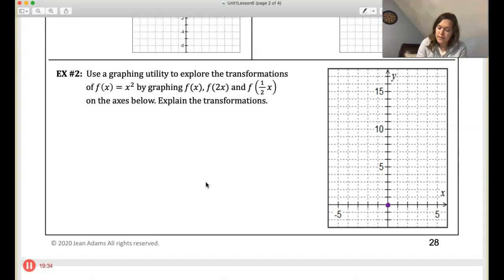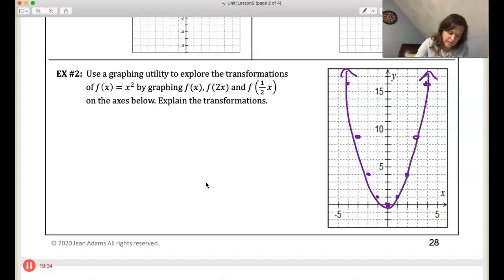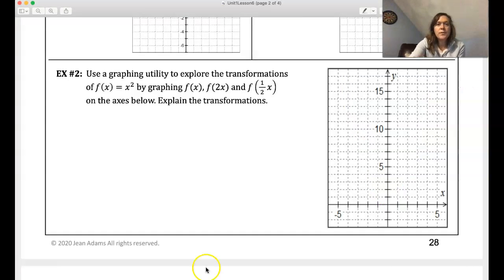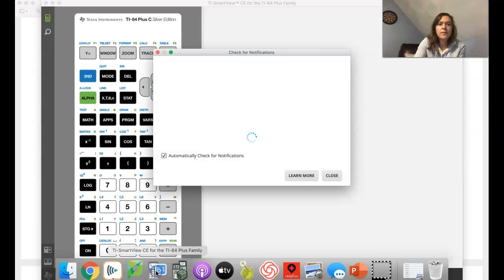So x squared: 0, 0, 1, 1, 2, 4, 3, 9, which gets me negative 3, 9. 4, 16, we've got space on this graph for that, so 4, 16, which makes me have a negative 4, 16. All right, so in purple I have my original f of x function. So f of x equals x squared. There it is. Now what we're going to do is 2x and then 1/2 x.